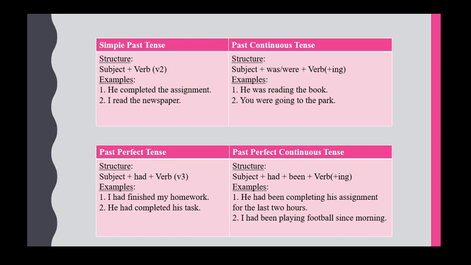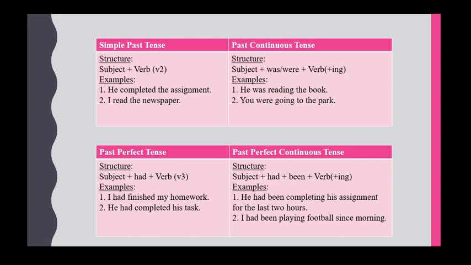He was, because he is a singular pronoun, so I have added was. If it is a plural pronoun, then I will add were. That is given in the second example. You were going to the park. Okay, next comes the past perfect tense. The structure of the past perfect tense is subject plus had plus third form of the verb.